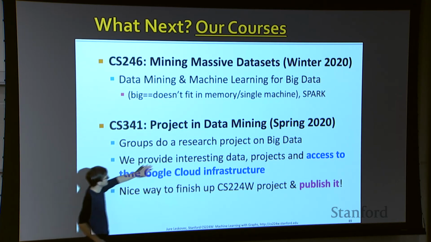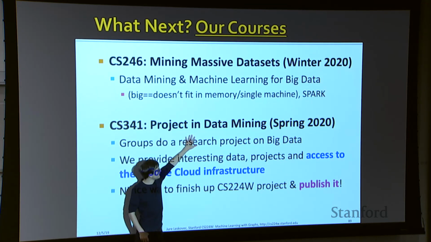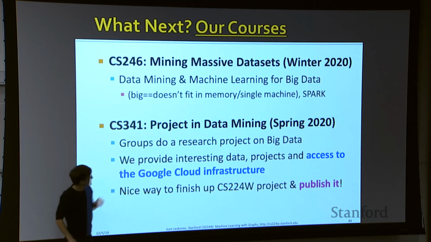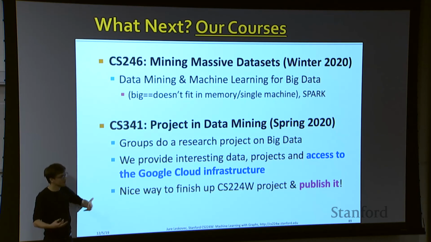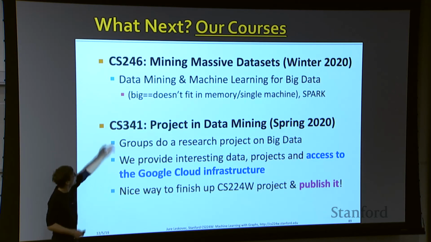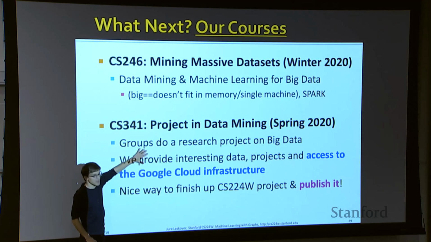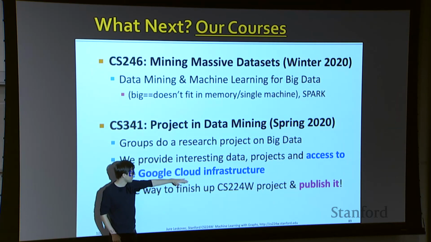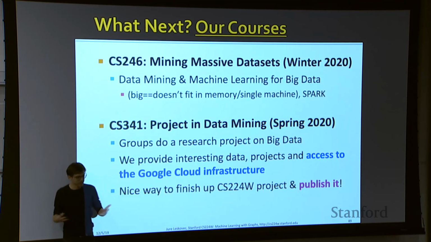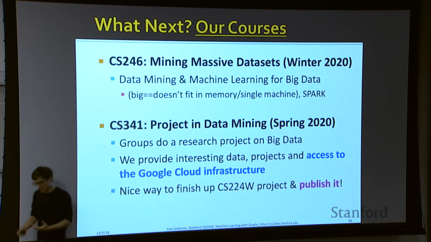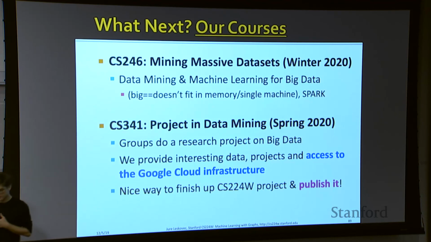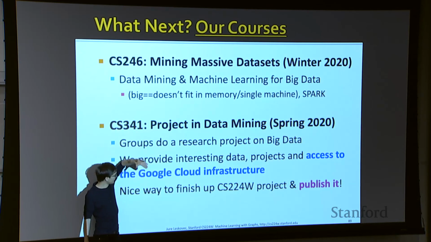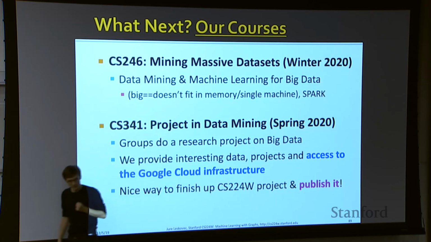Then the second thing that we teach, which is in spring, is a project-based class called CS341. The way we think of it is that either projects from 224W or the theoretical knowledge from 246 gets applied in a quarter-long class where, similar to this class, we provide compute infrastructure and mentorship, and people are able to work on their projects and, at the end, hopefully publish them. And we get quite a few publications out of either 246 or 224W through this 341 class.